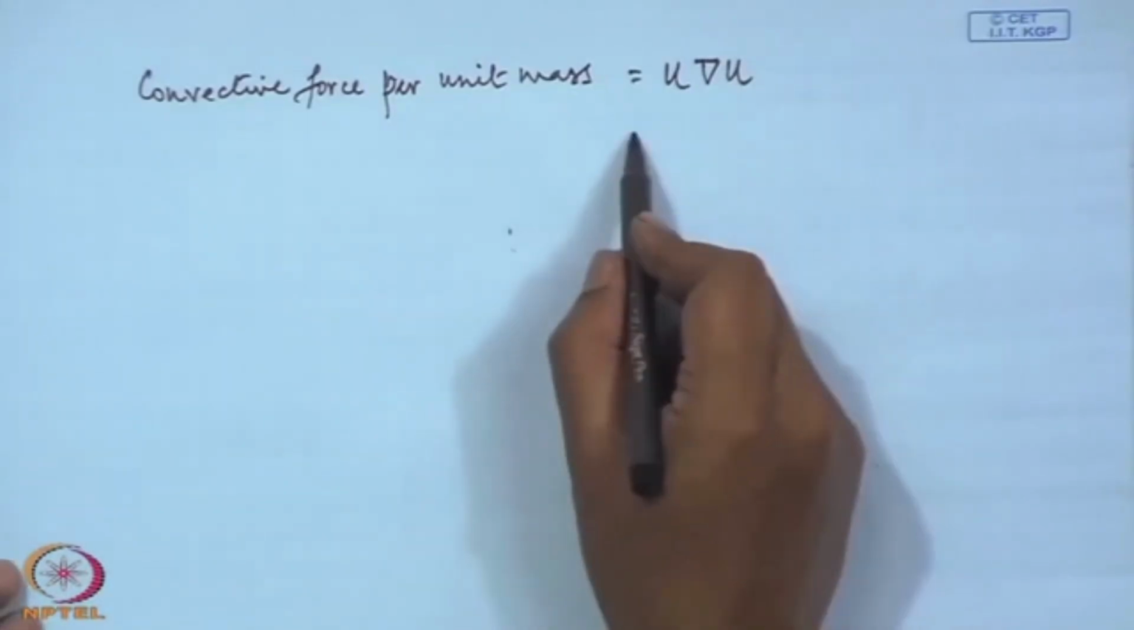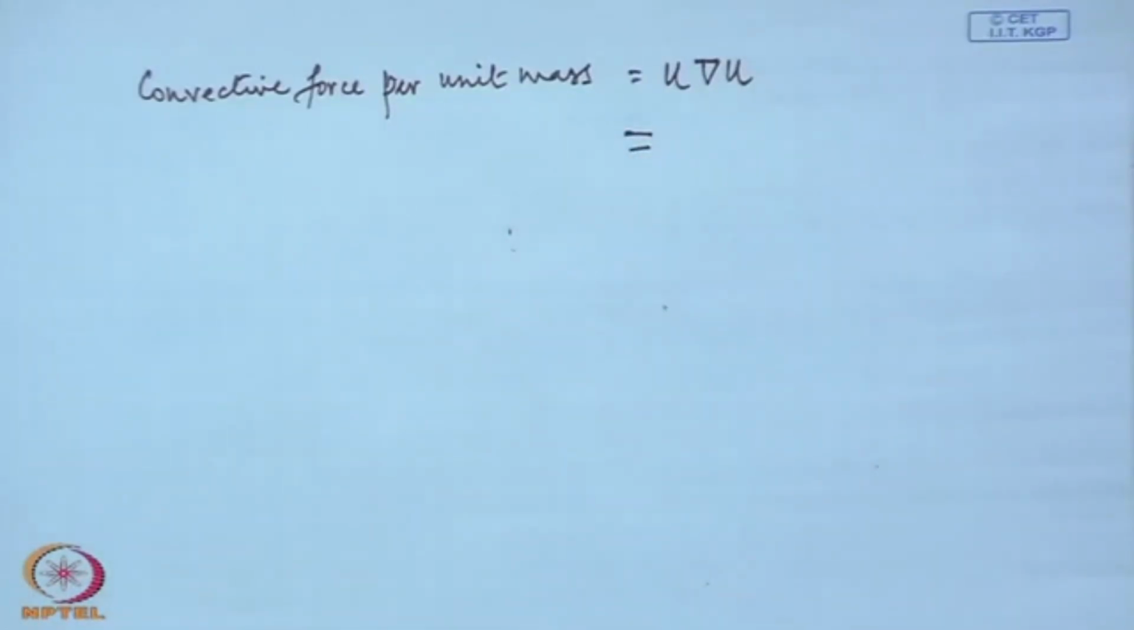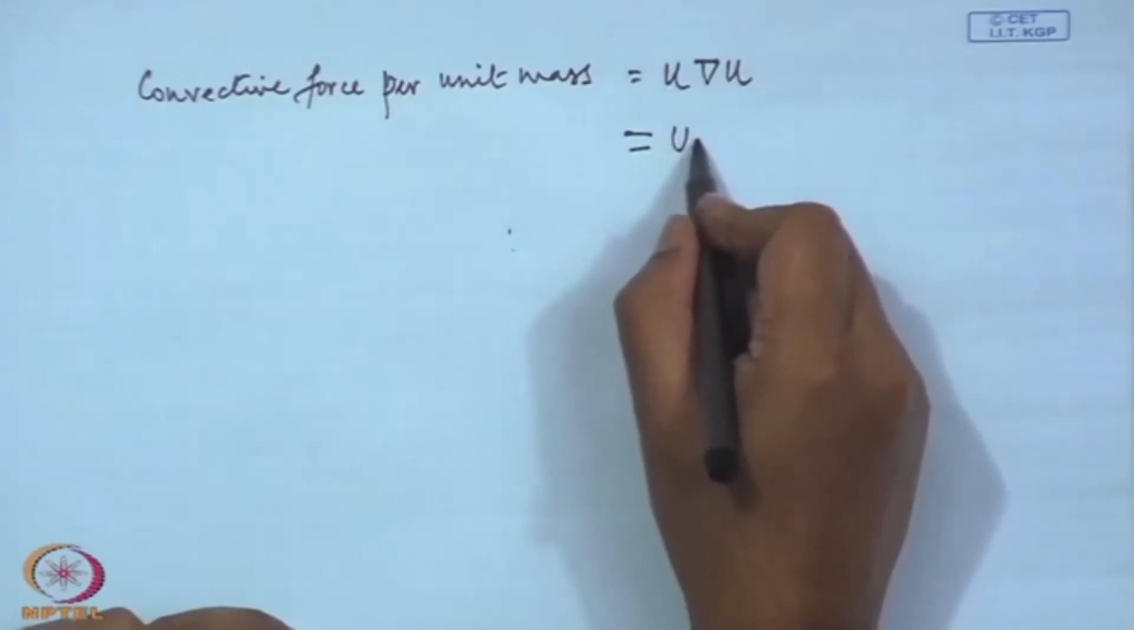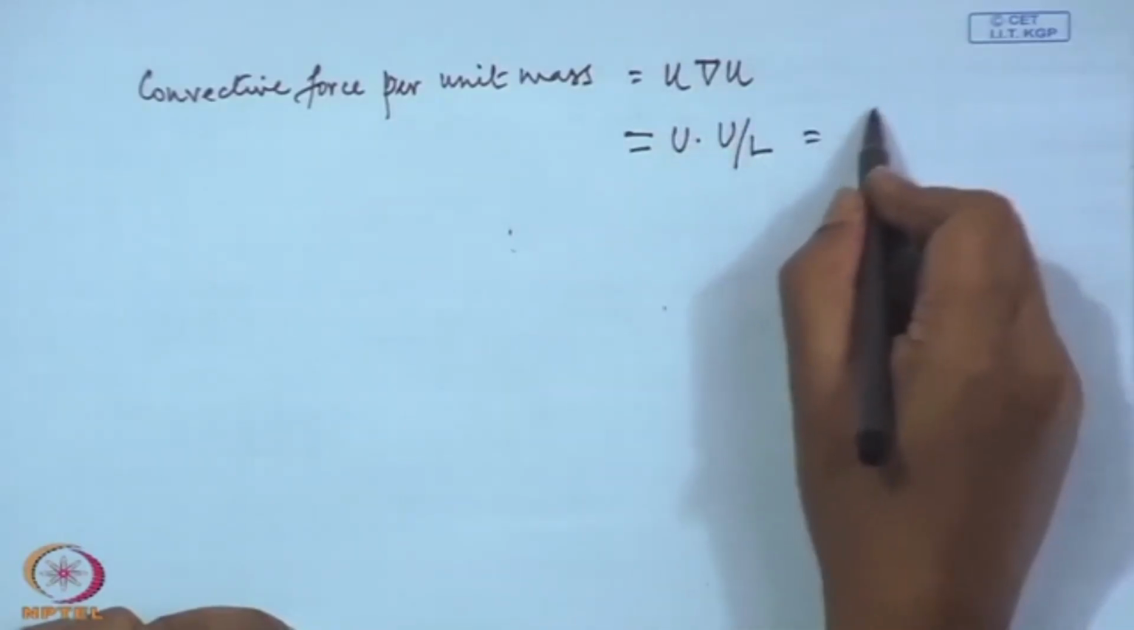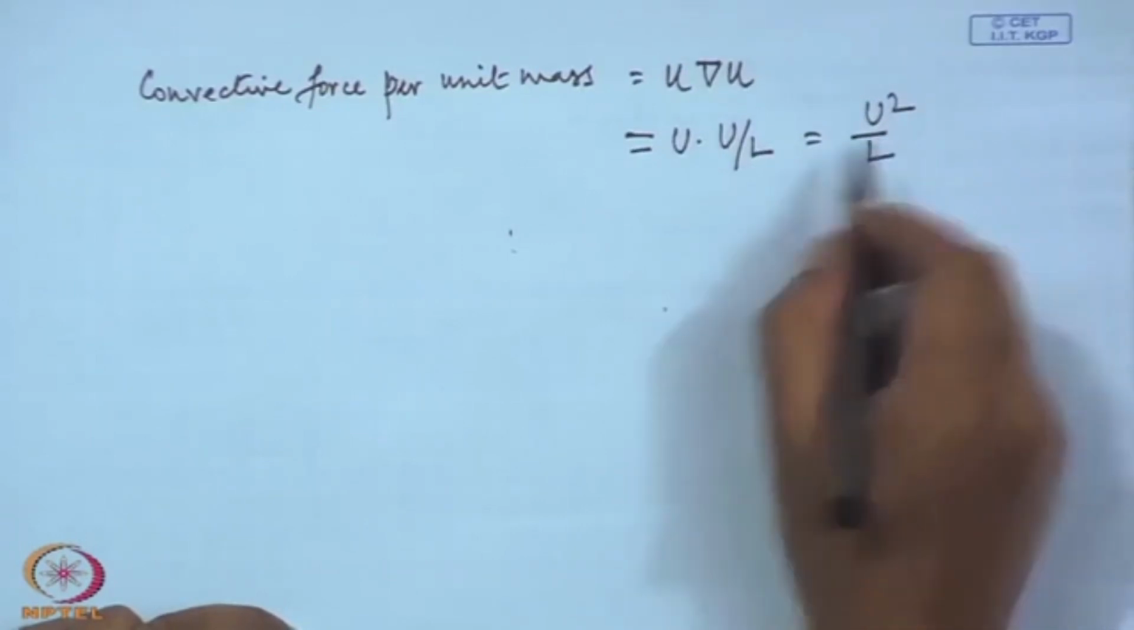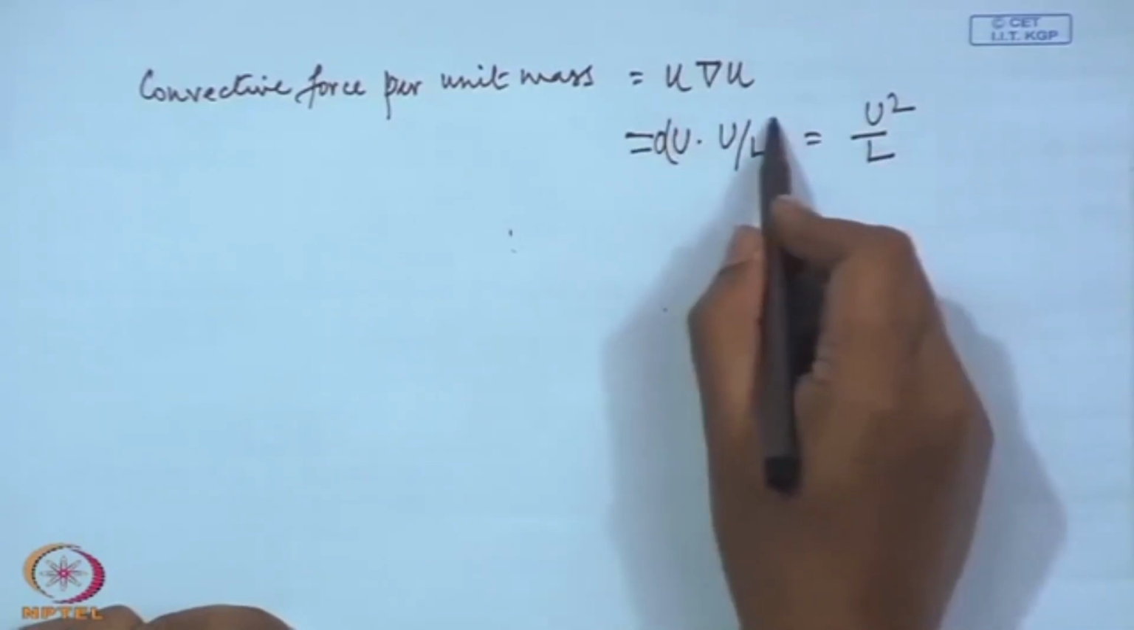What is its order? I am not asking for the dimension. This is an acceleration, you can say very clearly L by t square. This is the order of magnitude. The characteristic velocity is capital U that we are using, and grad U is U by L. So, this is of the order of U square by L.